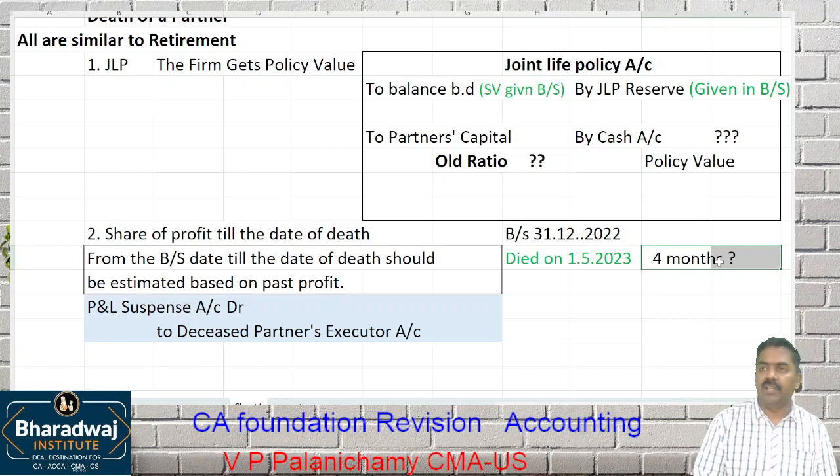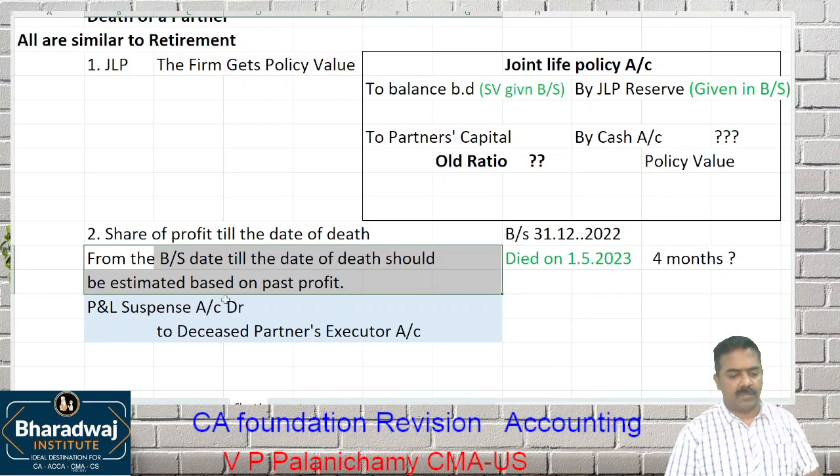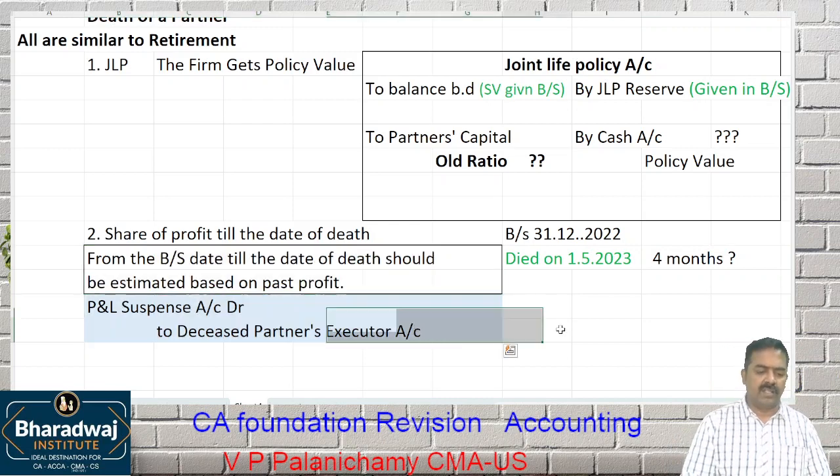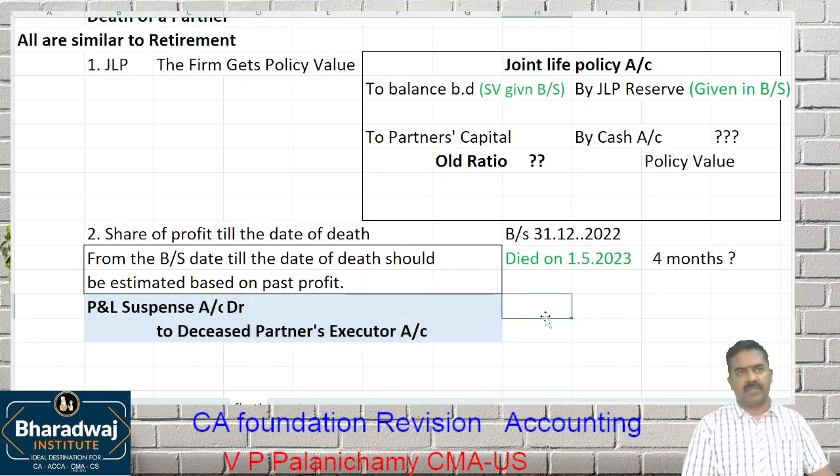For this intervening 4 months profit, how do you work it out? Based on the past, estimate the profit and create P&L suspense account data to which account? Deceased partner's which account? Executor's account.